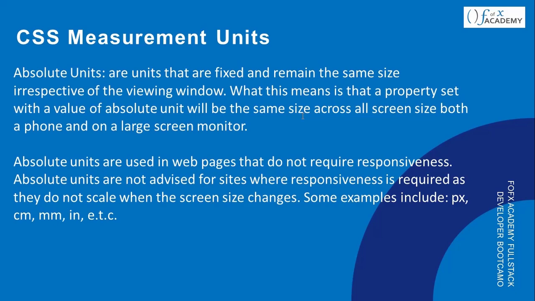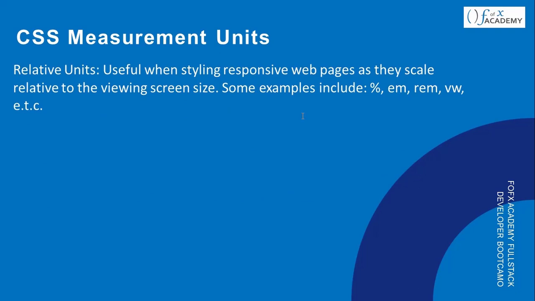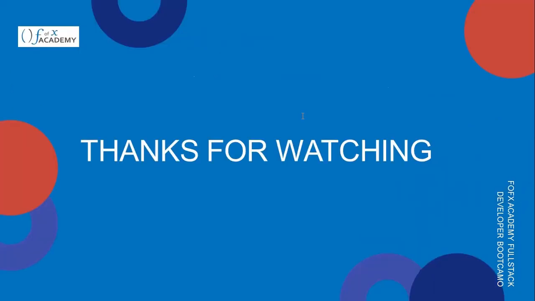Some of the examples we have: the pixel, the cm, the mm, which is a millimeter, and the in, which is the inches, and so on. Relative units, on the other hand, are useful when styling responsive web pages, as they scale relative to the viewing screen size. Some examples include percentage, em, rem, VW, and so on.